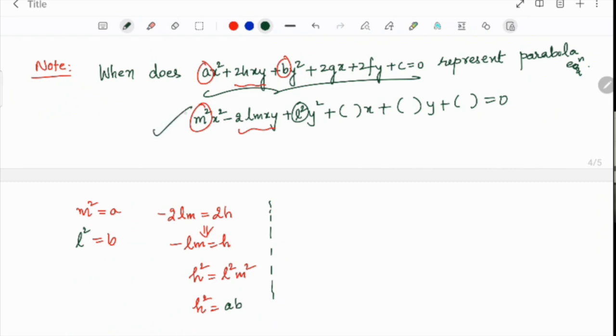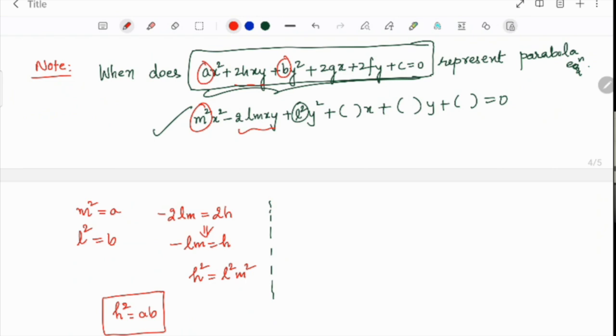So h² is equal to ab. Any parabola equation will be in this form. When I compare it with the general second degree equation, I notice that the h² value should be equal to ab. This is one way of thinking.